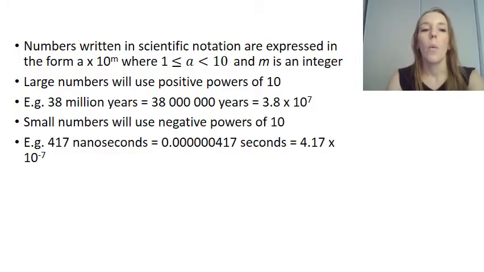Numbers written in scientific notation are expressed in the form of a times 10 to the power of m, where a has to be greater than or equal to 1, but also has to be less than 10. And m is an integer, so that's just any positive or negative whole number including 0.